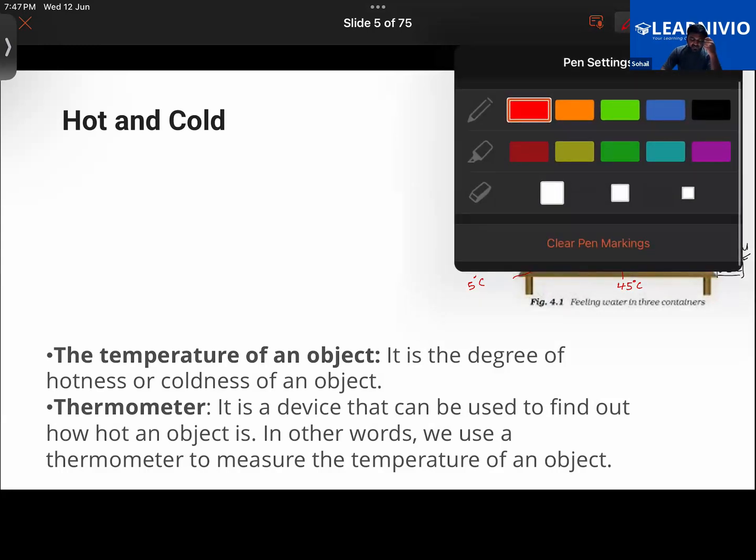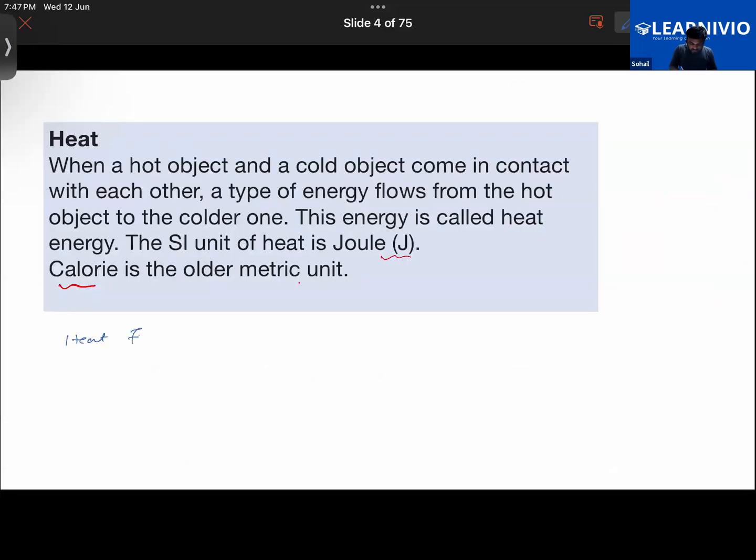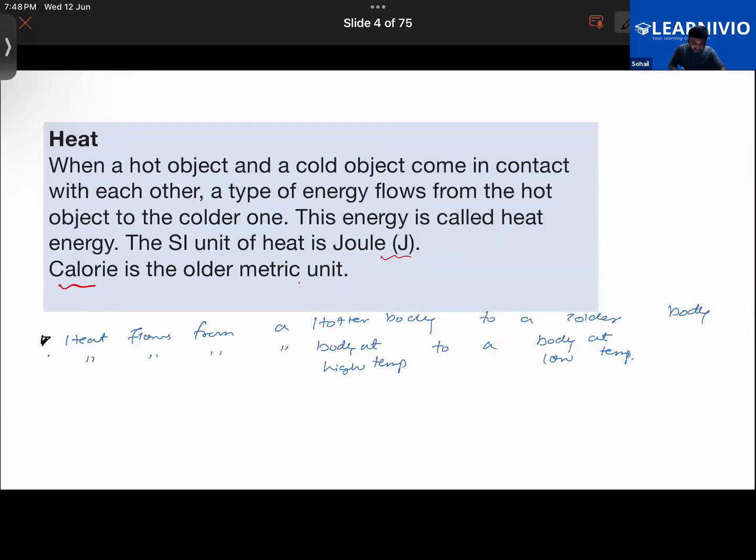Okay. See, remember this golden rule: heat flows from a hotter body to a colder body. Or otherwise, we can say that heat flows from a body at high temperature to a body at low temperature. So these two statements, you can clearly understand what they mean.